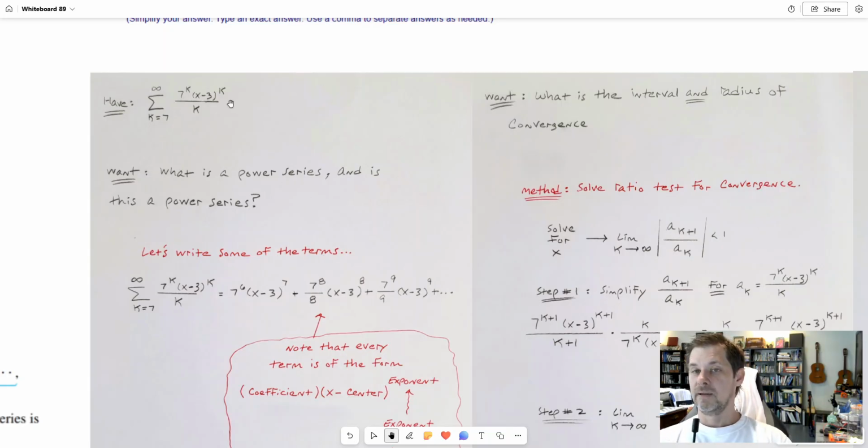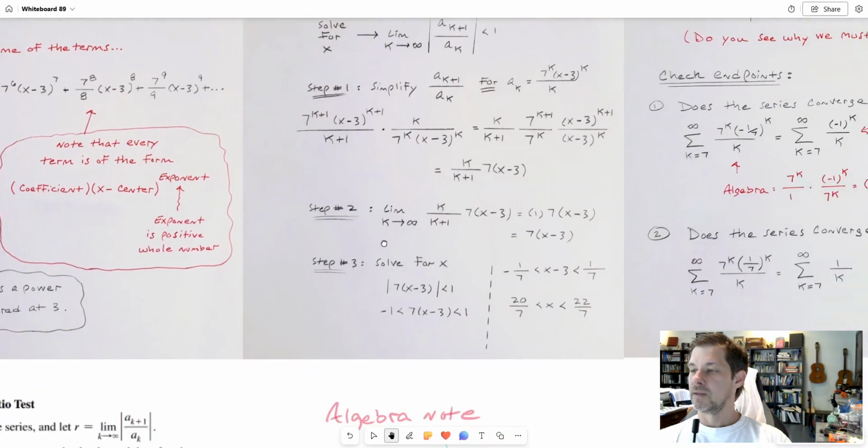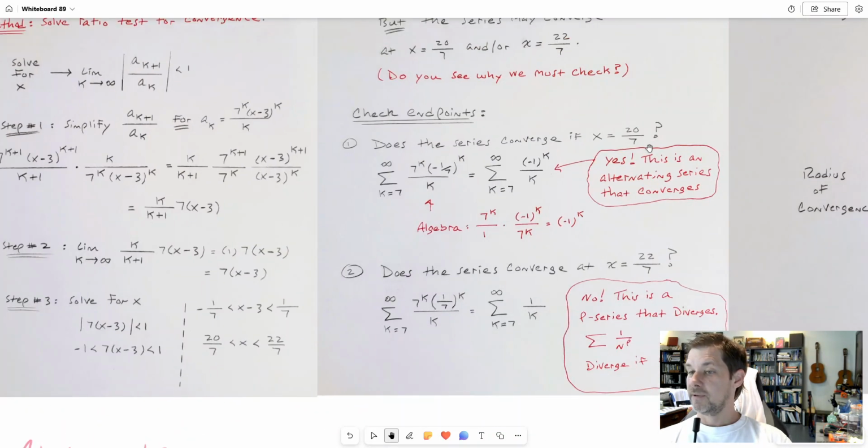Okay, so let's do that. First, I'll take this series. Do you see where the x is right there? I'll put 20 over 7 for the x. Here's what you'll get: 7 to the power k times minus 1 over 7 to the k power, over k. But by a little algebra, distributing that exponent, minus 1 over 7 to the k power is minus 1 to the k power over 7 to the k power. Those cancel, and it's just negative 1 to the k power over k.